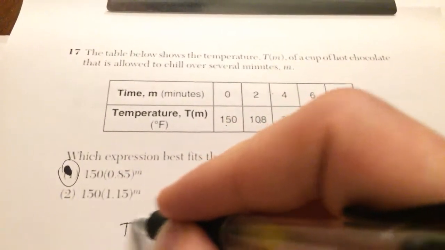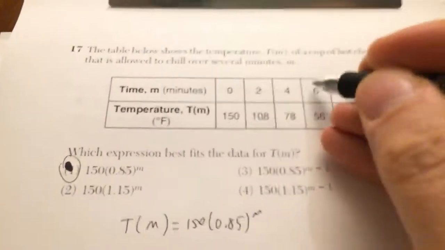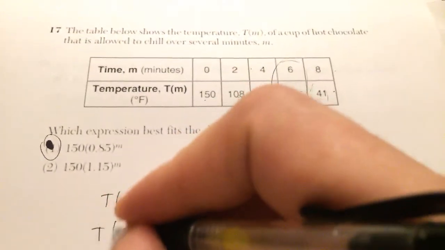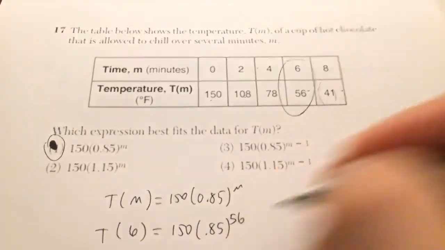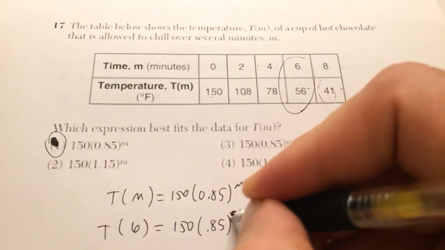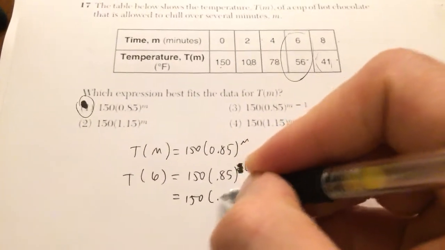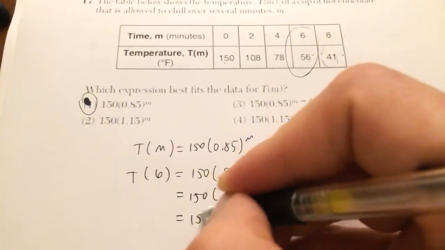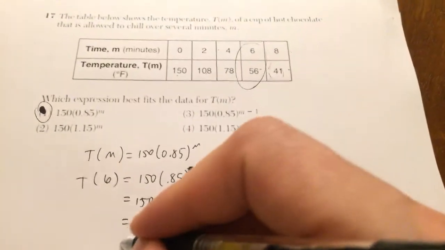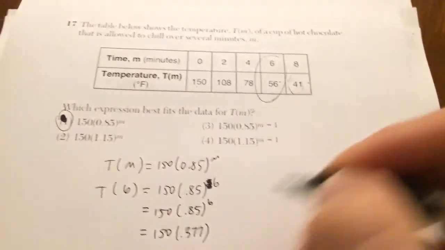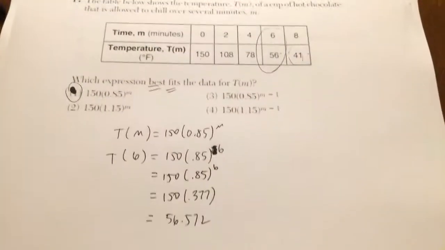If I take this, and let's say I focused in on that one, and I plugged in 6 for M. Oops, I'm sorry. This should be just a 6. Okay, so when you do 150 times 0.85 to the 6th power, 0.85 to the 6th is about 0.377. I multiply those, I get about 56.572. They're looking for the best fit for that. This is why I chose choice number 1.